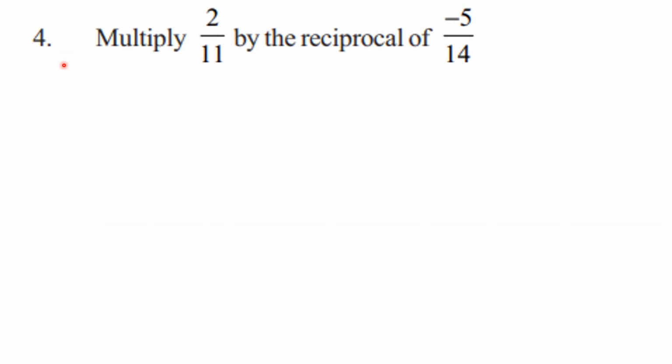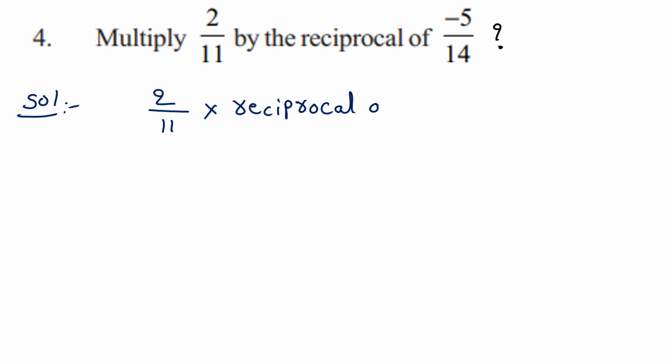That's question number 4. Multiply 2 by 11 by the reciprocal of minus 5 by 14, right? So minus 5 by 14 here. Okay, now write the solution here. Multiply 2 by 11 into the reciprocal of minus 5 by 14. So write it: 2 by 11 into, what is the reciprocal of this minus 5 by 14? That is 14 by minus 5.